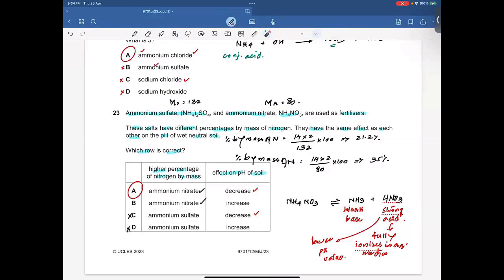And also you can say that ammonium ions are conjugate acids. So if these ammonium ions are conjugate acids, obviously the pH should be lower than 7. So pH needs to decrease, all right? You can say in that statement as well.